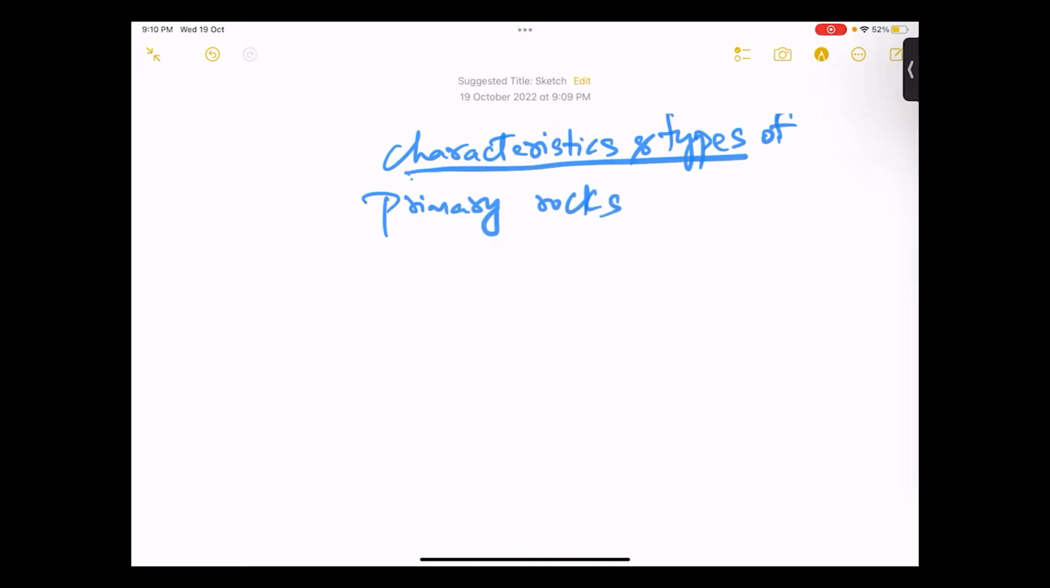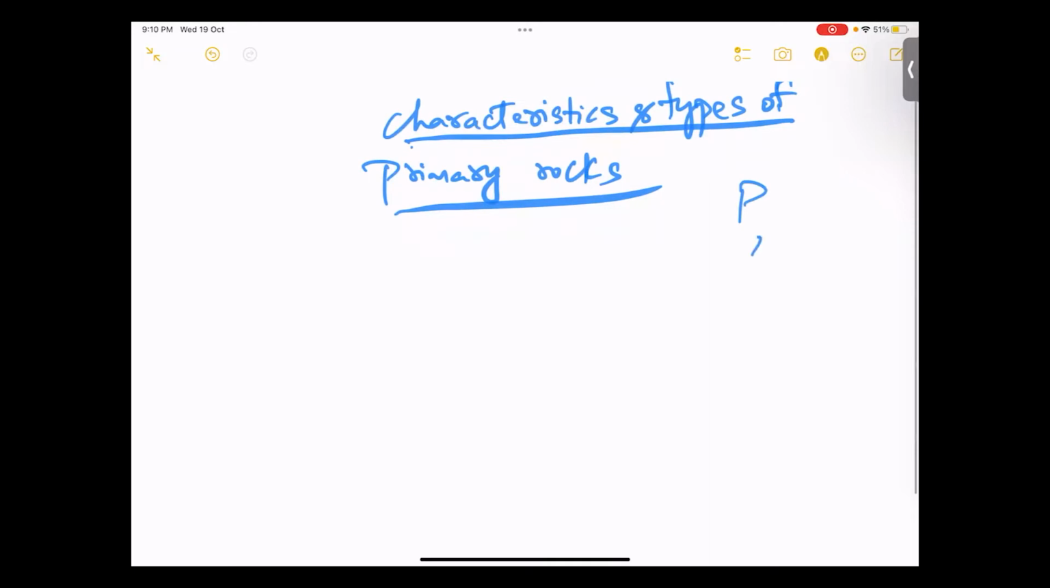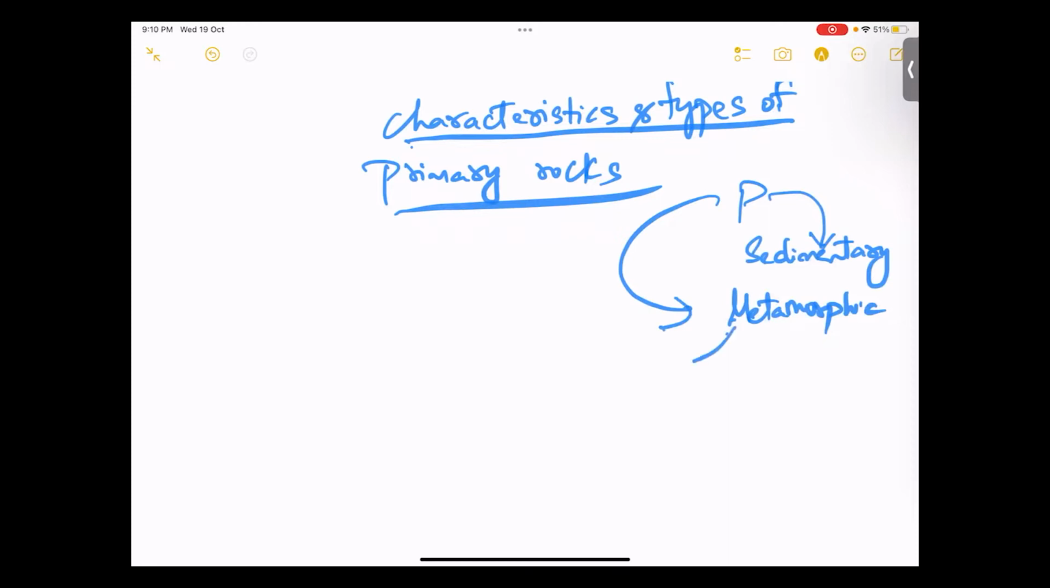Characteristics and types of primary rocks. Again, a very straightforward question. We all know there are different types of rock formations: primary, sedimentary, and metamorphic. Due to various conditions, primary can become sedimentary, primary can directly become metamorphic, or metamorphic can become primary, and then metamorphic can become sedimentary. So this is called the rock cycle.